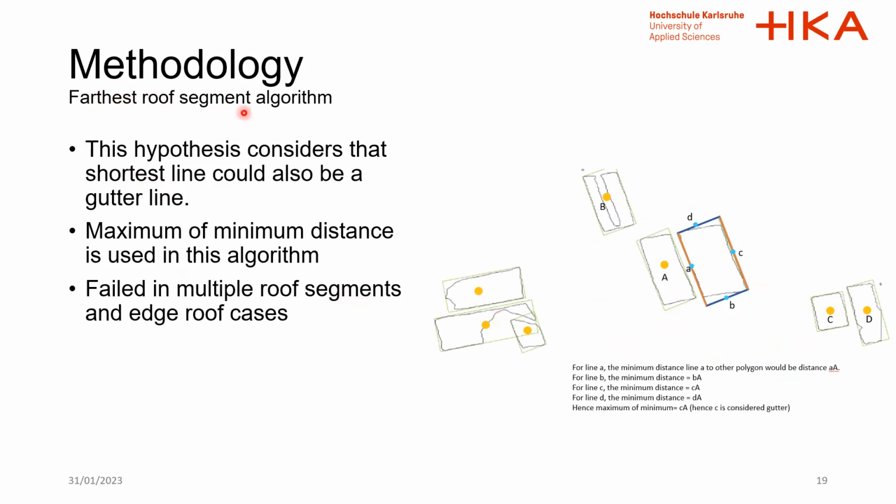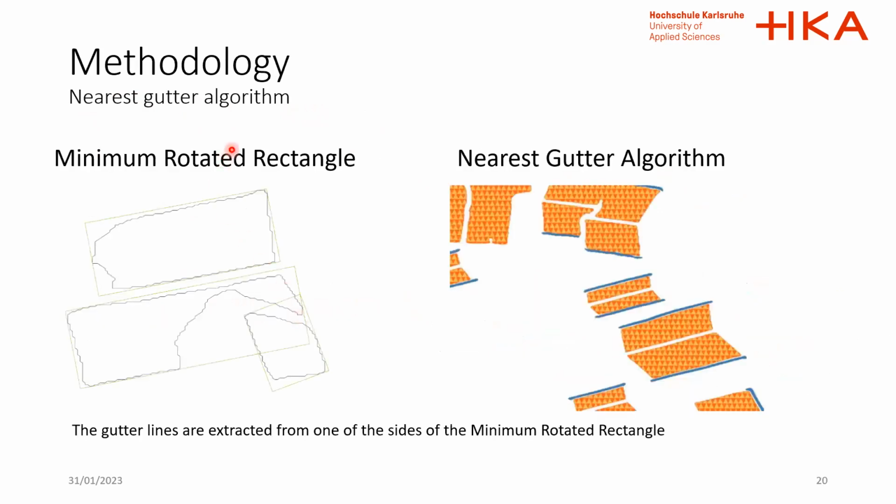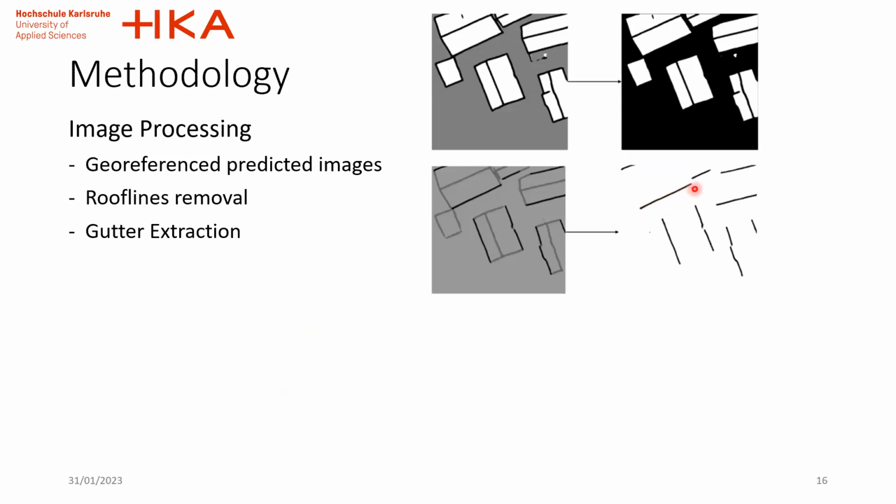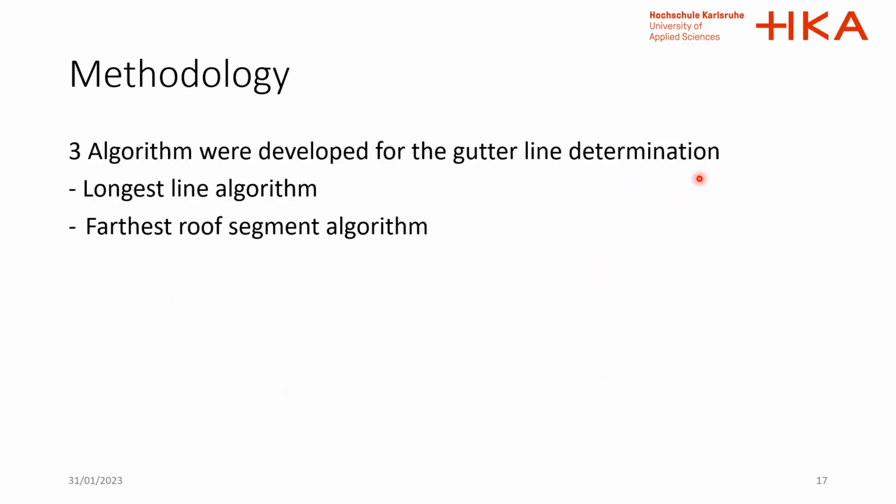Another method is the farthest roof segment algorithm. This algorithm also failed in multiple roof segments and edge case roofs. So I'm not going to talk about it, but I'm going to talk about this nearest gutter algorithm. What we did is first we created the minimum rotated rectangle out of that vector form. We also take that gutter information, the vector of that gutter, which we talked about here, where we converted it into the vector form.